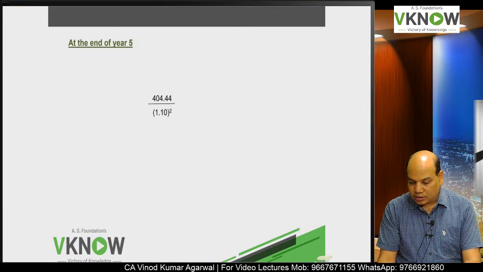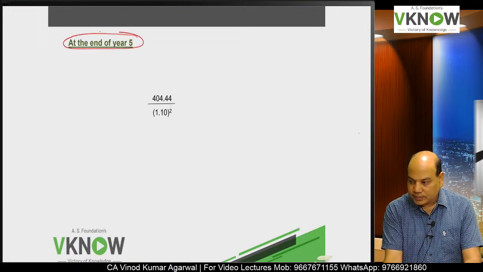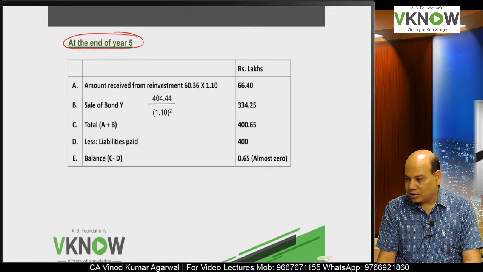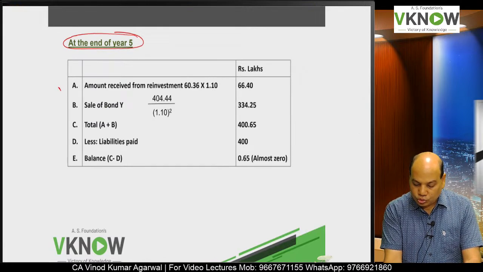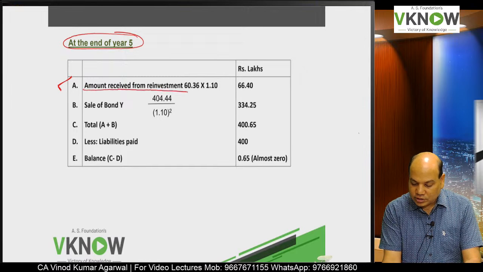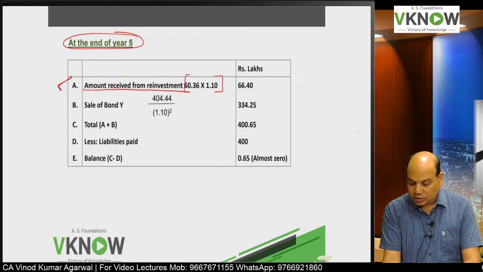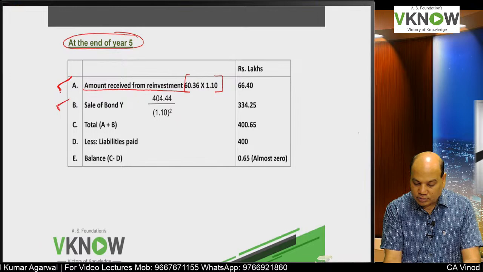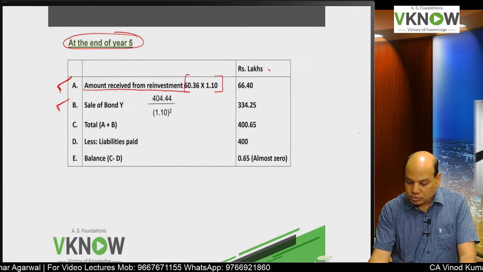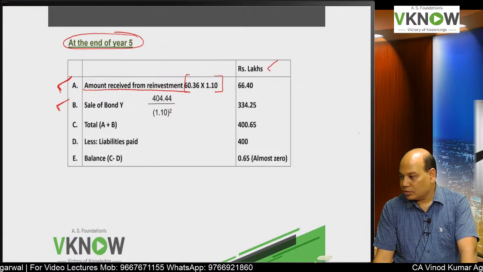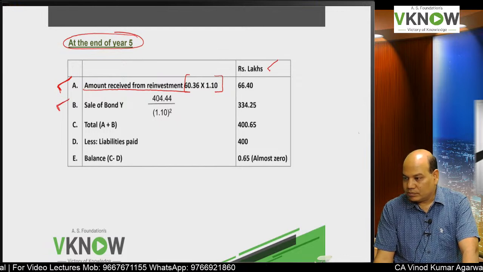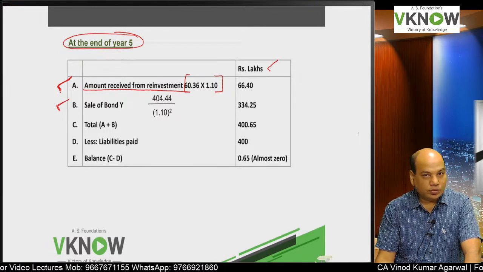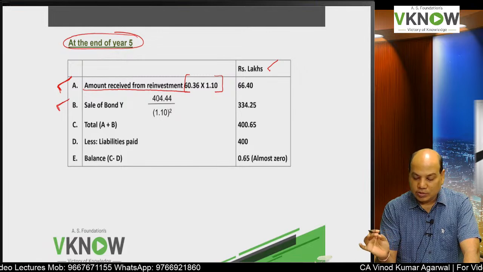So write down next line. At the end of year 5, what will happen? You are going to redeem the amount invested, 60.36 into 1.10, and you are also going to sell bond Y. First write down right hand side rupees in lakhs. Write very nicely, because this will convince you that this immunization scheme works.